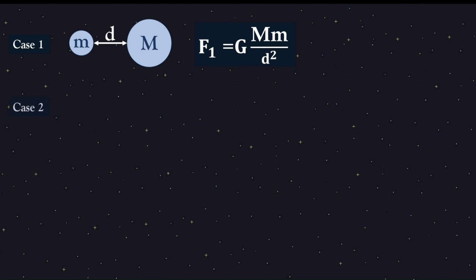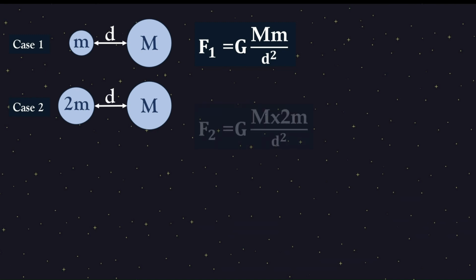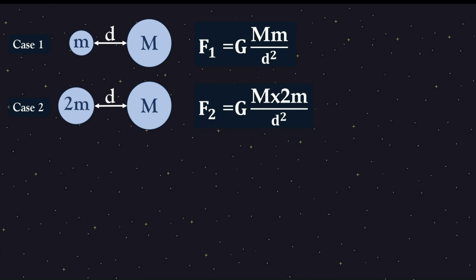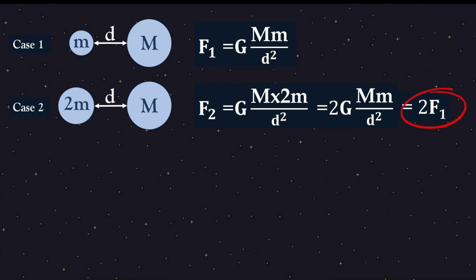In second case, let us consider a quite larger body in the first position, which is having a mass of 2m than the first case, and the second body is having the same mass as that of the first case. And the distance between these two bodies remains the same, d. Here the force of attraction between these two bodies is G into m into 2m divided by d square, which can be written as 2 into GmM divided by d square. If we compare it with the first case, we can see that it is twice the force in the first case. So when we double the mass of the body, we can see that the force of attraction between the bodies also doubles.